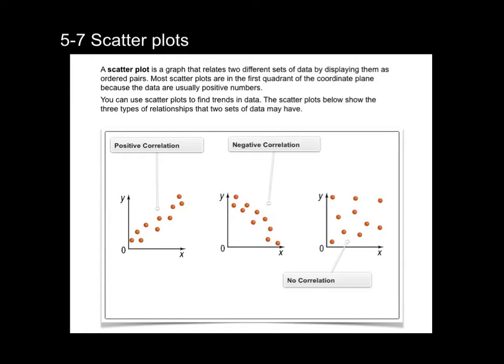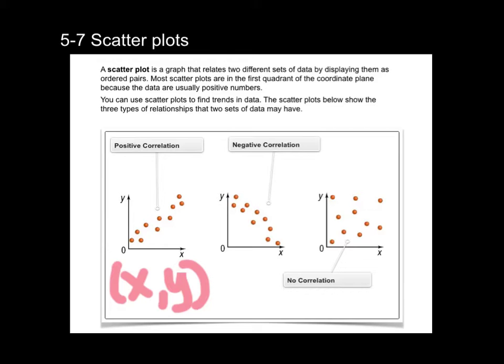We have your x and your y. Okay, so you're going to be plotting points just like that. Most scatter plots are in the first quadrant of the coordinate plane because the data is usually positive numbers. It's real data. You can use scatter plots to find trends in data. The scatter plots below show the three types of relationships the two data sets may have, and you know these.